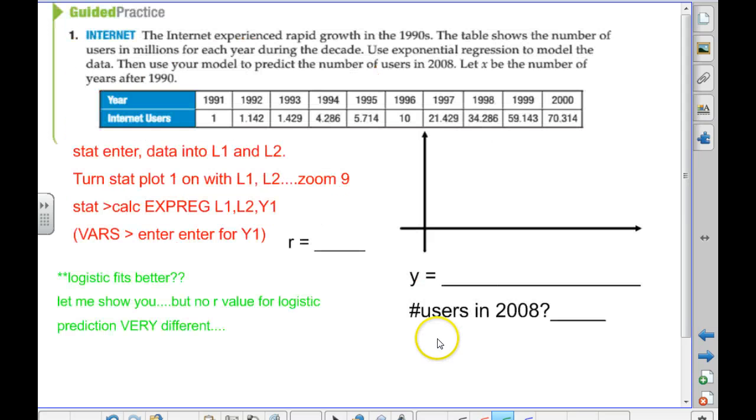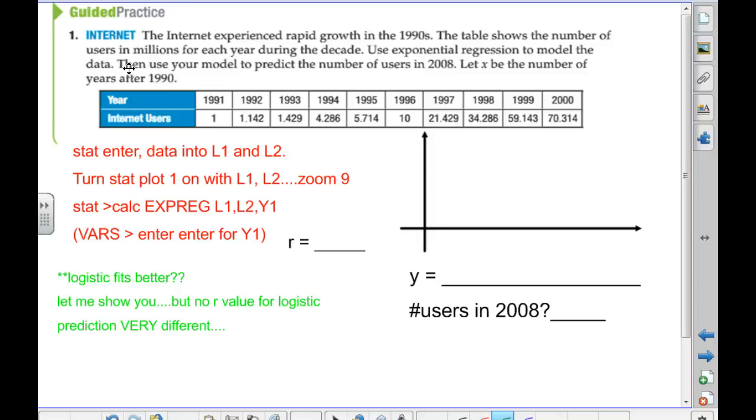All right. We're going to start with a basic example here. The internet experienced rapid growth during the 1990s. The table below shows the number of users in millions for each year during this decade. Use exponential regression to model the data. So they're telling us what they want us to use. On the homework tonight, there will be somewhere they tell you which regression to use, and then there's somewhere you have to decide. And that's the hard part of this lesson. When they tell you, it's easy.